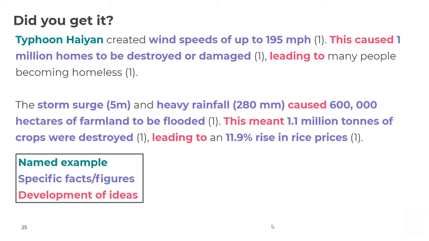The second paragraph then: the storm surge 5 metres and heavy rainfall 280 millimetres caused 600,000 hectares of farmland to be flooded, 1 mark. This meant 1.1 million tonnes of crops were destroyed, 1 mark, leading to an 11.9% increase in rice prices, 1 mark.